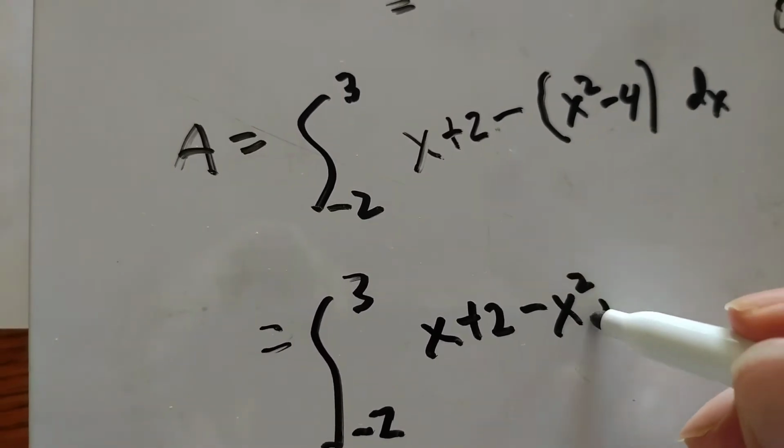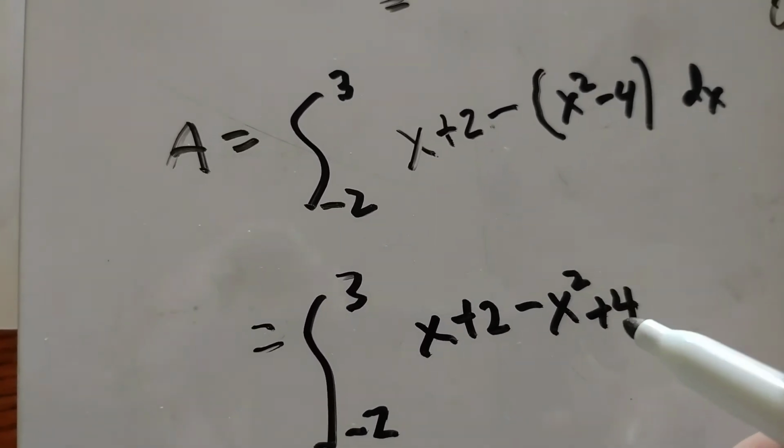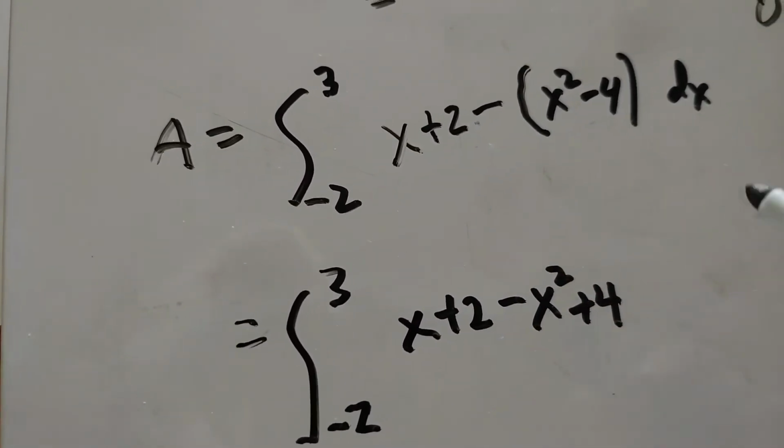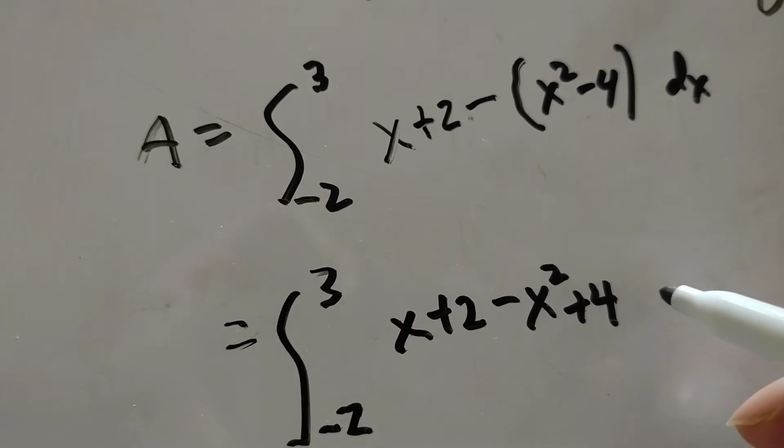And then plus 4. If you're going to make a mistake with this problem, it might be just that, forgetting to write plus 4, because what's minus a negative? Exactly. And then we can write the dx.